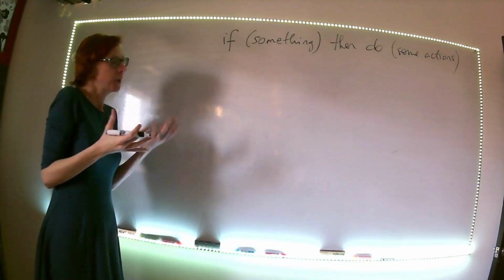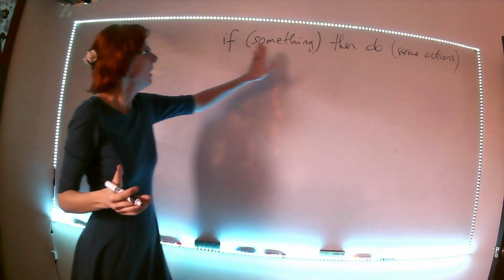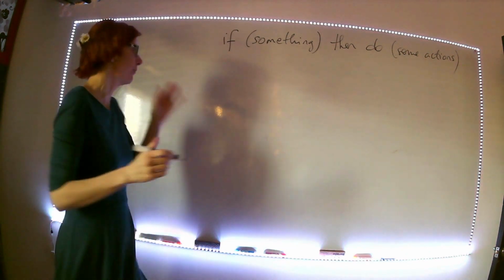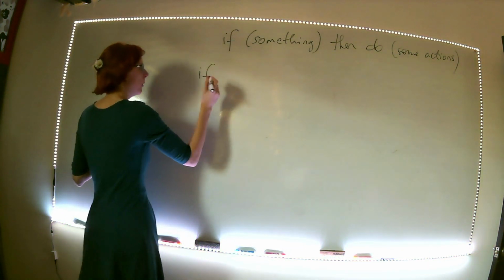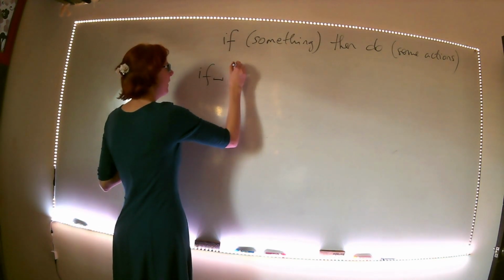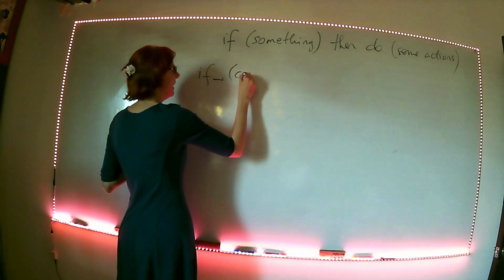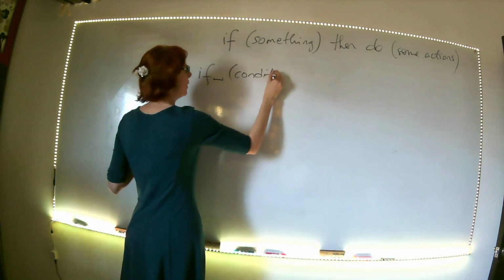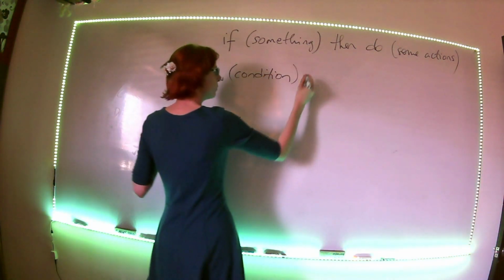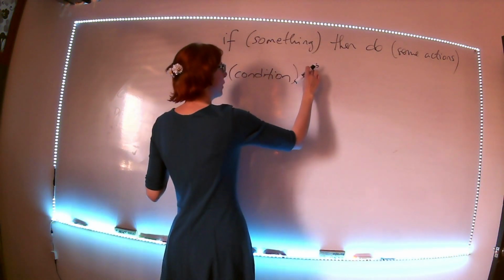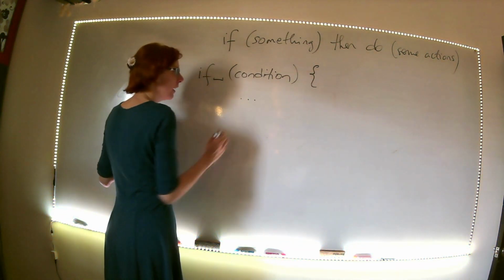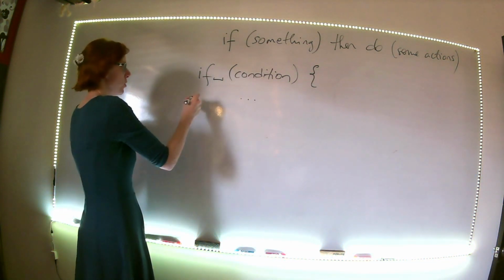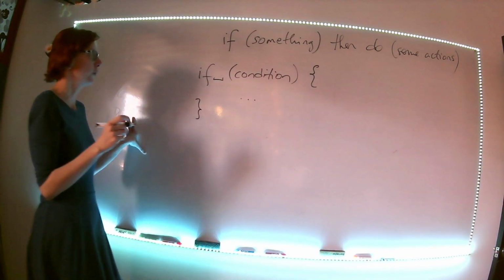When we express this in programming languages, it always looks a tiny bit different. In C, what we're going to do is we're going to write the if, we're going to leave a space, then we're going to put a parenthesis, and in here we're going to put whatever the condition is. We're going to close the parenthesis, and then we're going to put a curly brace. Then in here, we're going to write what we want to happen if the condition is true, and then we close the curly brace.